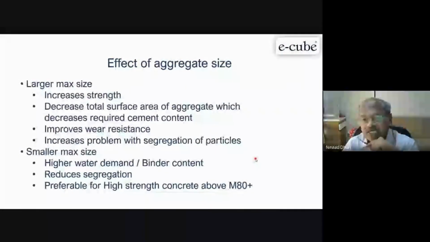Then the effect of size. I'm talking only about RCC structures. For RCC structures, we are going from 20 mm down to 150 micron. Now, aggregate is generally understood by engineers in three fractions: 20 mm, 10 mm, and then the 4.75 mm passing is your sand, called fine aggregate.